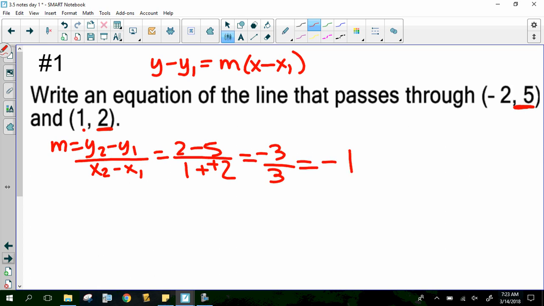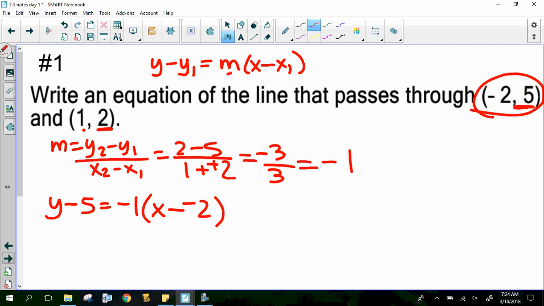Now I have to write the equation of the line. So I'm going to plug in one of the points. It doesn't matter which point you choose to plug in. I'm just going to choose to do -2, 5, this one. It doesn't matter which point you choose. So y minus 5 equals, now I'm plugging in my slope. So m is -1 times x minus -2. Minus a negative, remember, becomes a positive.